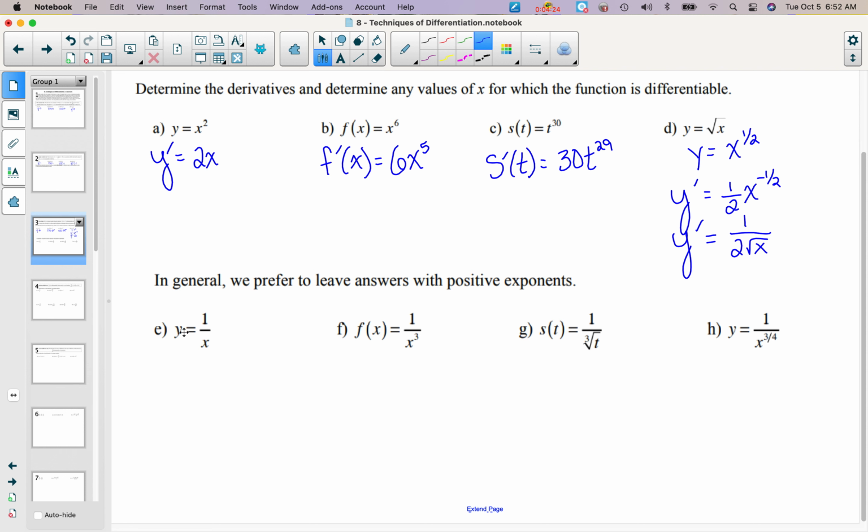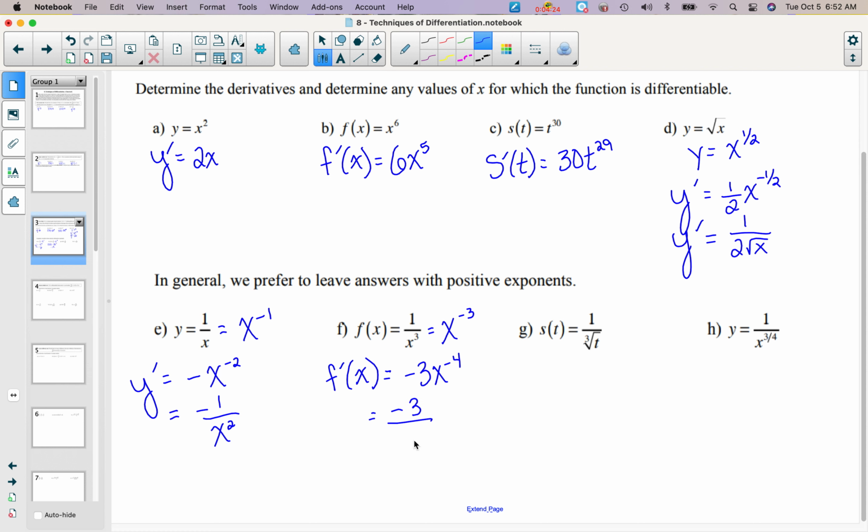Okay, so going on here in part E, if we change this to x to the minus 1, then I'm going to get y prime equals negative x to the minus 2. And I'm going to change that to negative 1 over x squared. Remember, when we have a negative exponent, it's going to flip to the denominator. So this one we're going to think of as x to the minus 3, which means f prime of x is negative 3x, decreased by 1 makes this a minus 4, which gives me negative 3 over x to the 4th. Remember that 3 doesn't flip because it doesn't have the exponent attached to it.